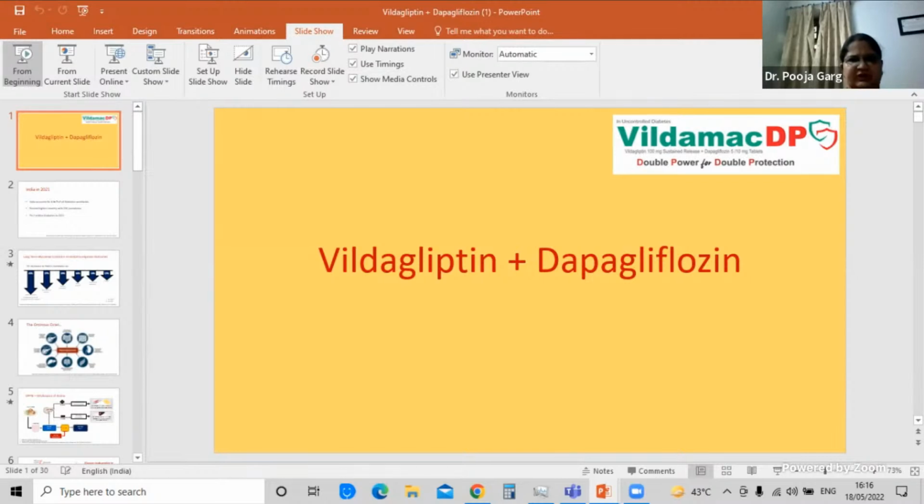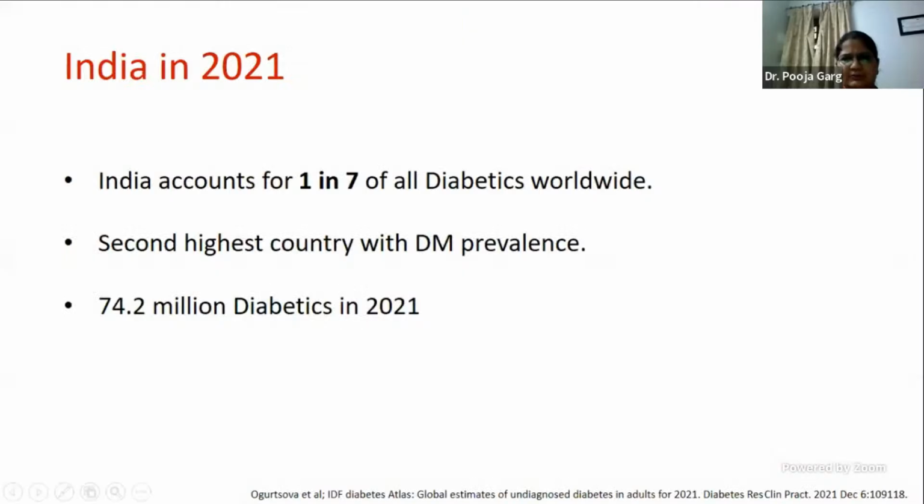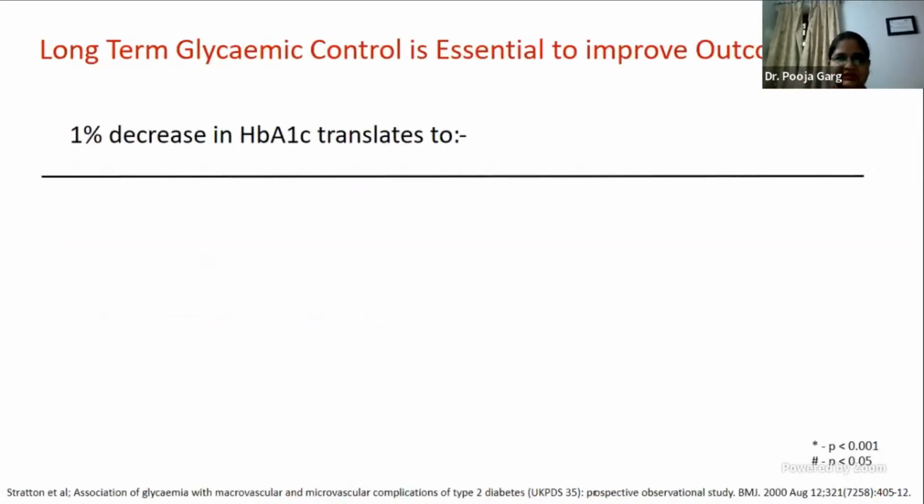So we shall be talking today on Vildagliptin and dapagliflozin, the combination that is available. I'll be talking on Vildamat DP. This combination that is available now in the market is a boon for all our patients, especially. India, as we all know, is a hub of diabetes. Across the world, there are millions of diabetics, and India accounts for 1 in 7 of all the diabetics worldwide. It's the second highest country in the prevalence of diabetes. Almost 74.2 million diabetics existed in India in 2021. So that's a huge number.